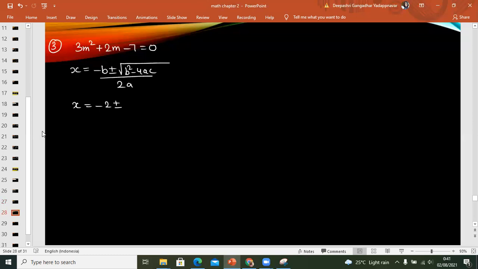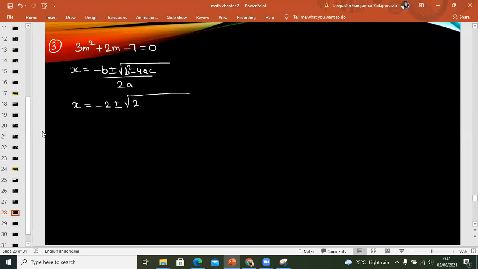Let's solve the next question. Question 3 is 3m square plus 2m minus 7 equals 0. Let us write the formula again: x equals minus b plus or minus square root of b square minus 4ac, divided by 2a. Substitute minus 2. We don't have to write this in brackets now because this is already positive 2. If it is negative, better you write it in brackets so that there is no silly mistake regarding sign.